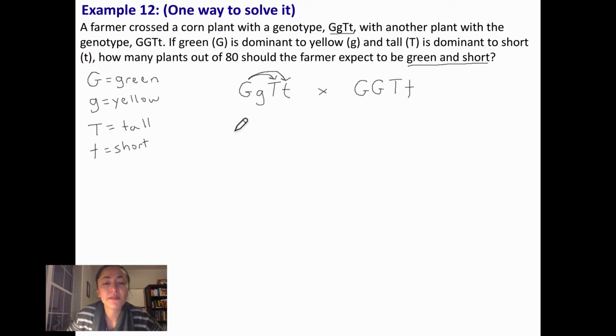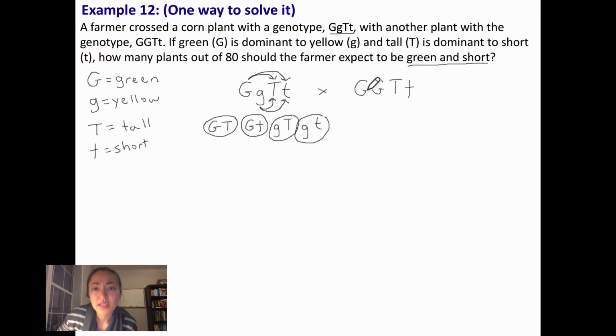So I get big G, big T, and big G, little t. Then I take the second letter of that first pair and I pair it up with both letters of the second pair. Little g, big T was my first pairing there, and little g, little t. These are my possible gametes. And we can see that this parent can make four different possible GT combinations.